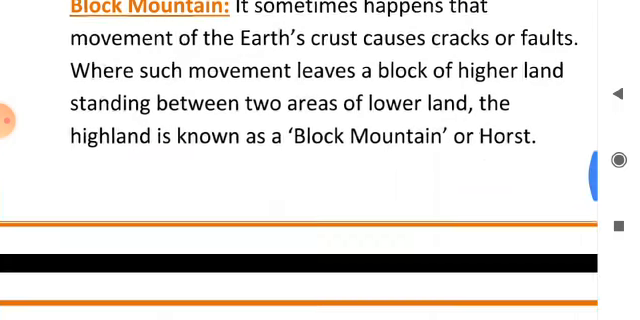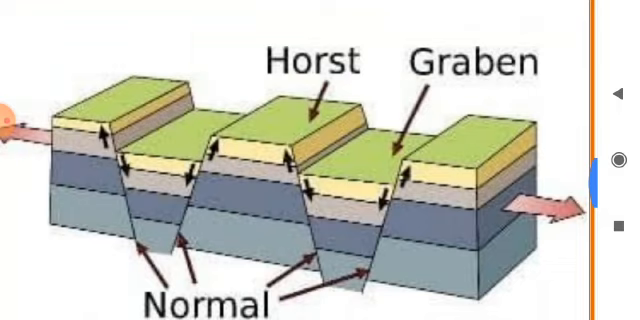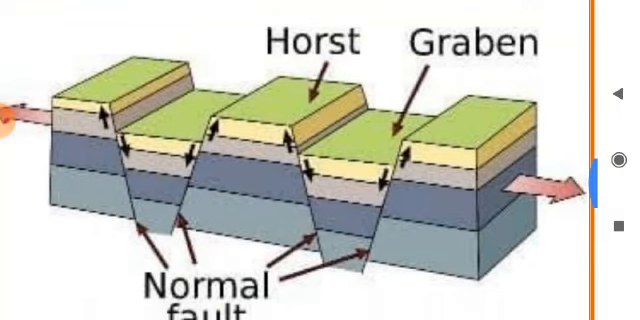Next, block mountain. Look at the diagram. Block mountains are created when large areas, main blocks of the earth, are broken and displaced vertically. The uplifted blocks are termed as horst and the lowered blocks are called graben. And block mountains are also called fault block mountains because they are formed due to faulting, meaning crack, fracture.